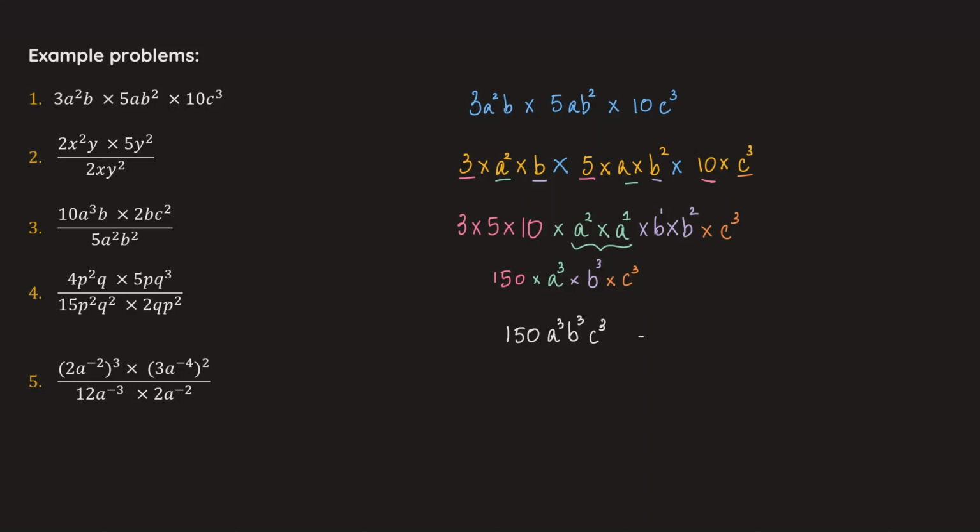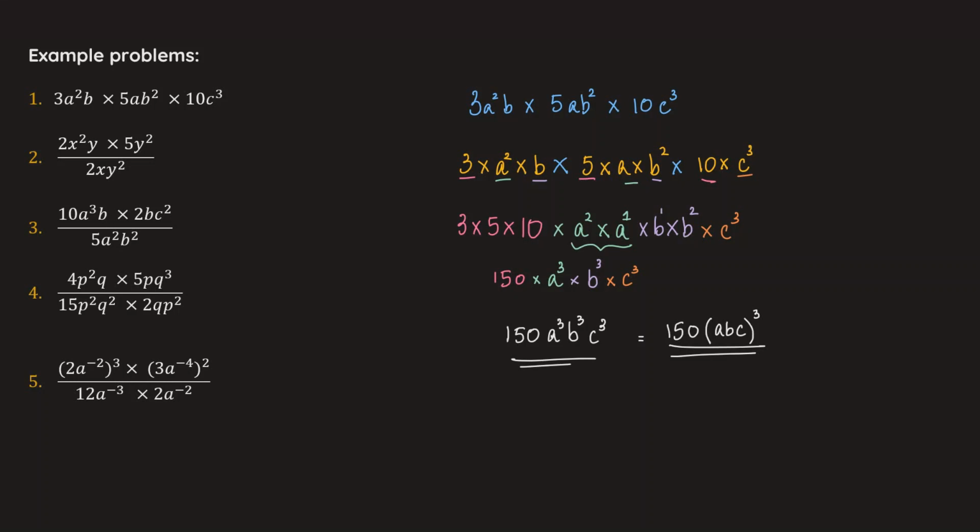You can also write this as 150, and you can put a, b, c into one bracket and then say cube. This is not necessary though, but I'm just showing you an alternative way to write the same answer. I just broke each algebraic term into its parts to make you understand how it actually works.